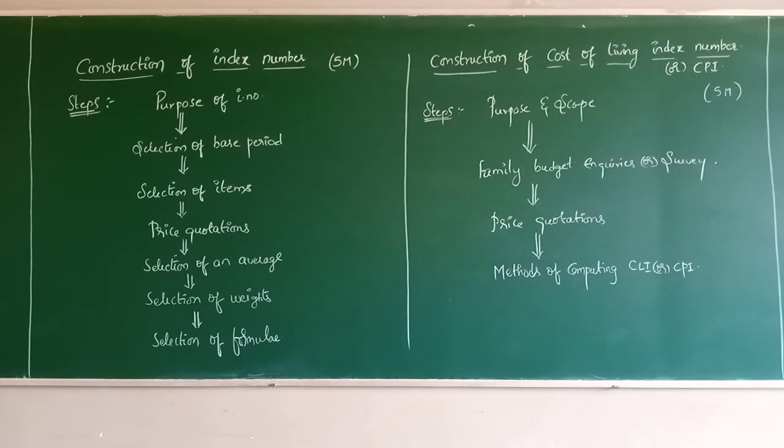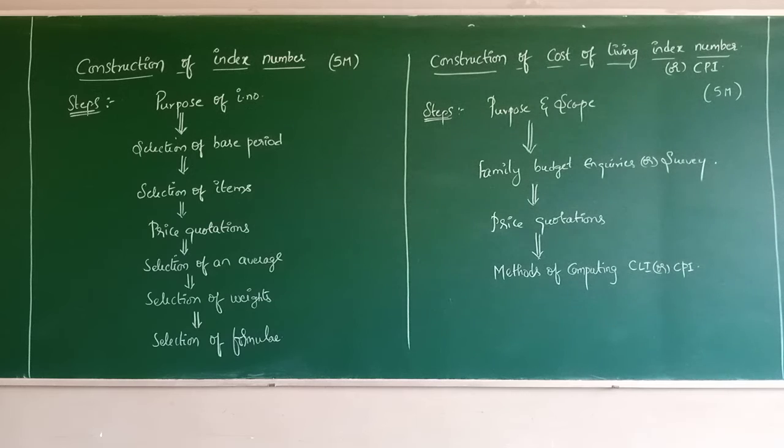So methods of computing the cost of living index. The first one is the aggregative expenditure method. Here it is very similar to Laspeyres'. As you all know, in Laspeyres' we consider the base year quantities as the weights. Okay, we assign the base year quantities as the weights in Laspeyres'. Similarly, in the cost of living index aggregative expenditure method, CPI equals summation P1 Q0 by summation P0 Q0, expressed in percentage, multiplied by 100.